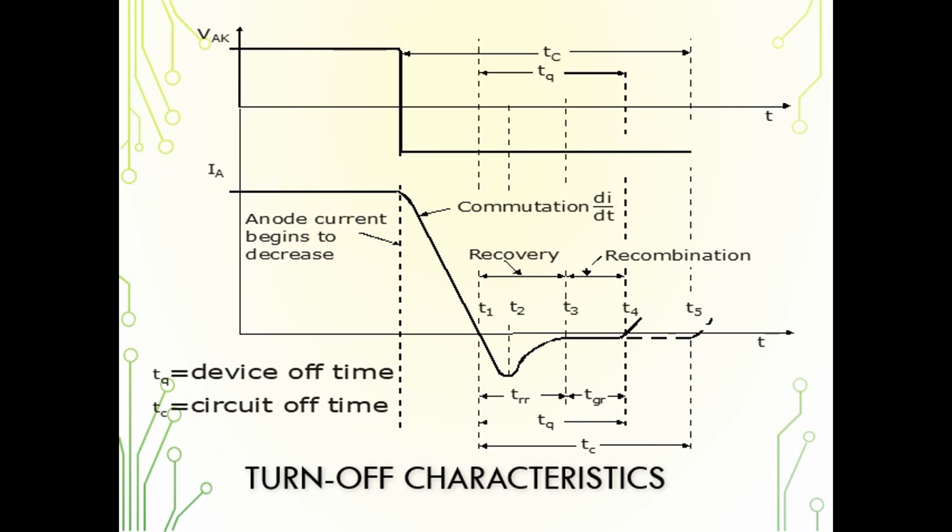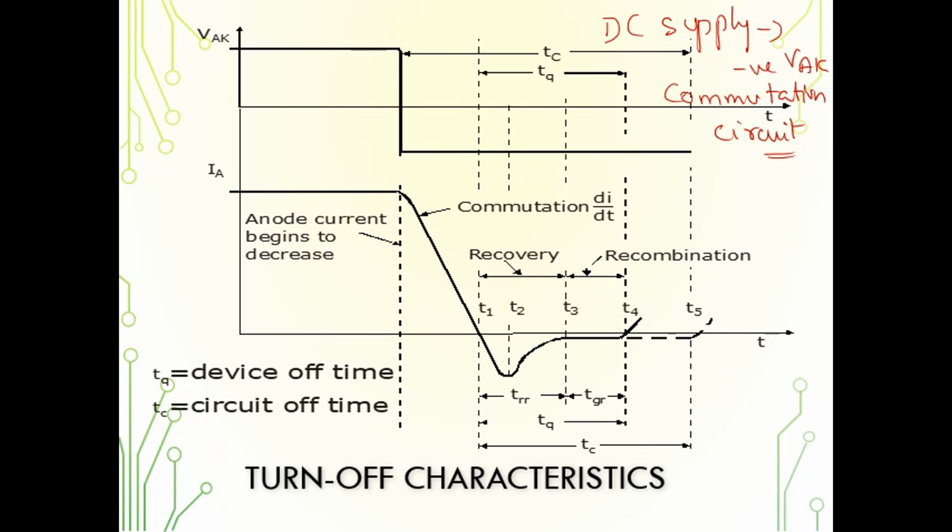If we have a DC supply, to get a negative voltage across the anode and cathode, we need a commutation circuit. A commutation circuit is nothing but a circuit to turn off the SCR. Once we make a reverse voltage appear across anode to cathode, it is similar to a reverse biased diode. A diode, when reverse biased, has reverse recovery characteristics.